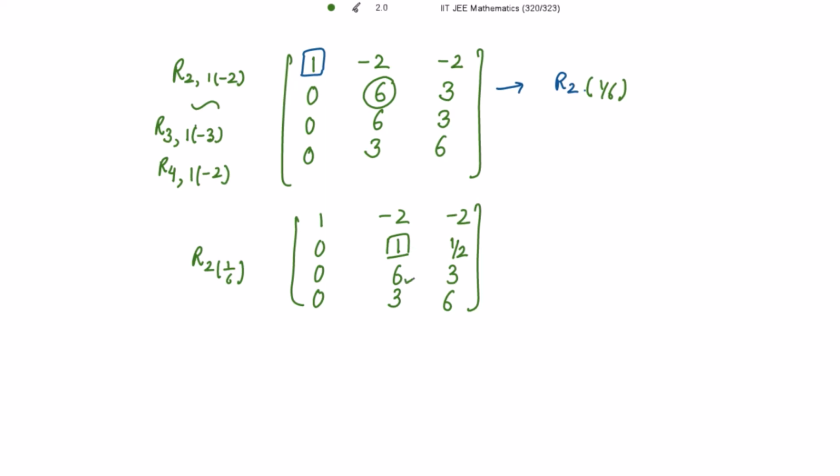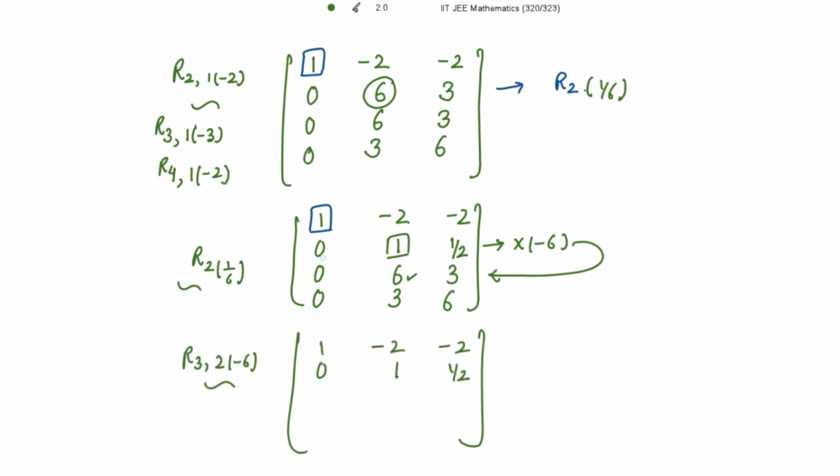We always take the advantage of the row having the leading entry. So to make 0 over here, just multiply the row 2 with negative 6 and add its elements to the row 3. 0 multiplied by minus 6 we get 0, and adding this to 0 we get 0. 1 multiplied with minus 6 we get minus 6, adding this to 6 we get 0. 1 half multiplied with minus 6 we get minus 3, adding this to 3 we get 0.